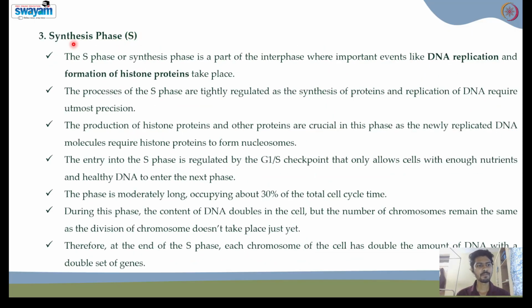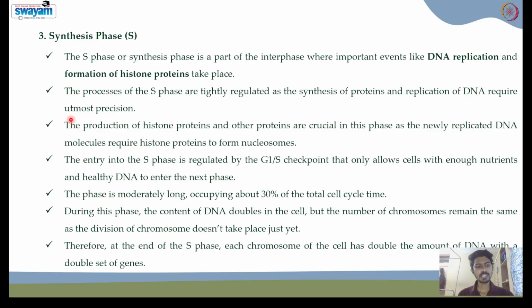And the third stage is the synthesis phase, which is S phase. It is also a part of interphase, where important events like DNA replication and histone protein synthesis occur. These are two important events that occur in this phase. And the processes are tightly regulated. Why is it so? Because the replication process and the synthesis of these histone proteins must occur in a precise manner. If there is any mutation or change at the DNA level, it reflects through the whole system and collapses, and it causes mutation in the organism.